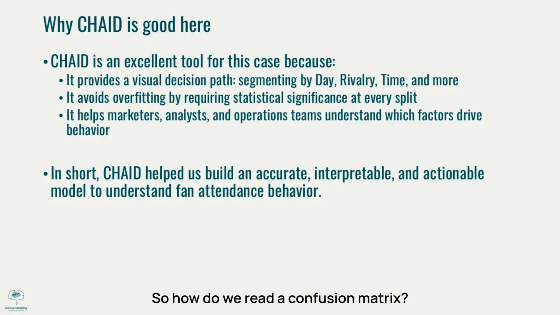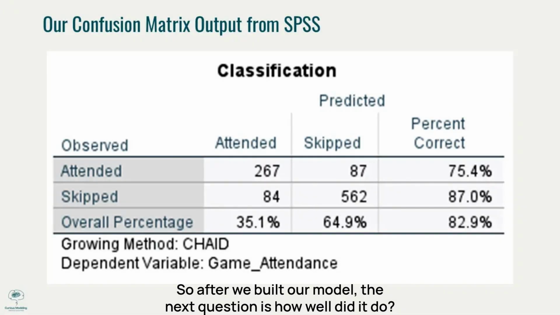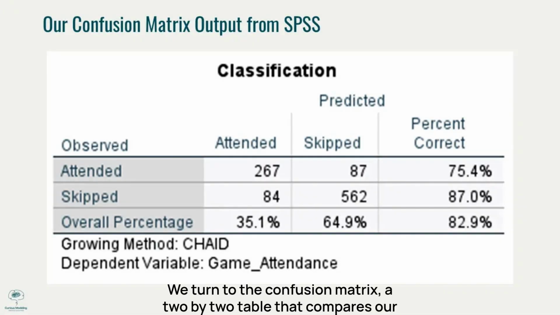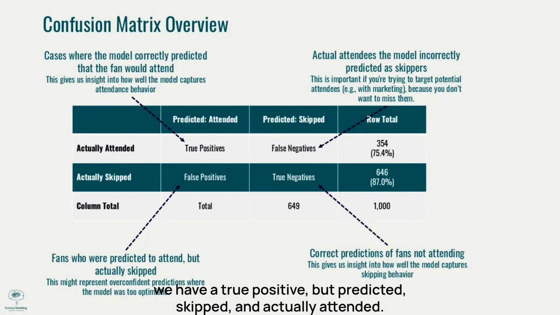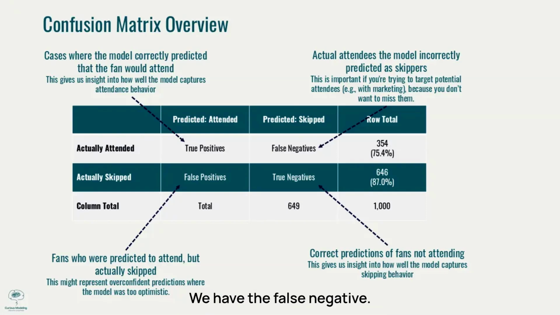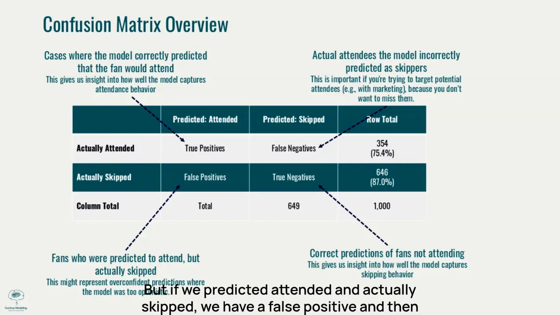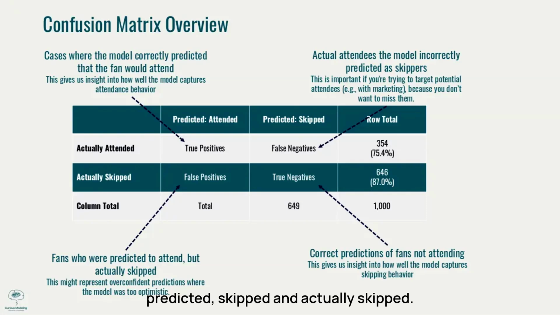So how do we read a confusion matrix? After we built our model, the next question is, how well did it do? To answer that, we turn to the confusion matrix, a 2x2 table that compares our predictions with the actual outcomes. Think of it like this. If we predicted attended and they actually attended, we have a true positive. If we predicted skipped and they actually attended, we have a false negative. If we predicted attended and they actually skipped, we have a false positive. And if we predicted skipped and they actually skipped, there's your true negative.